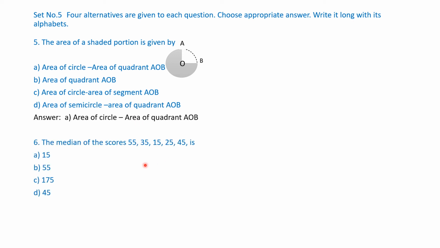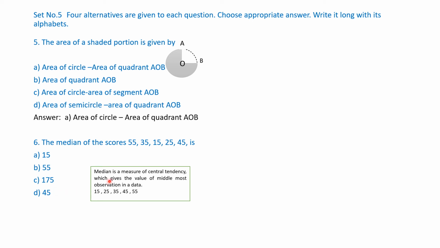Question number 6. The median of the scores 55, 35, 15, 25, 45 is given by option A 15, option B 55, option C 175, option D 45.